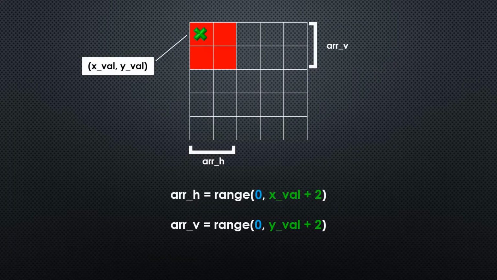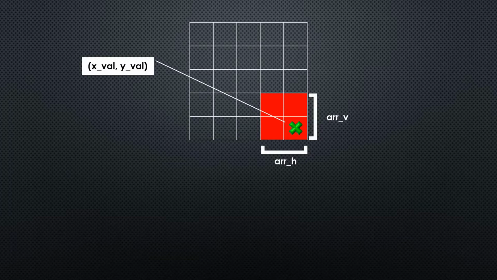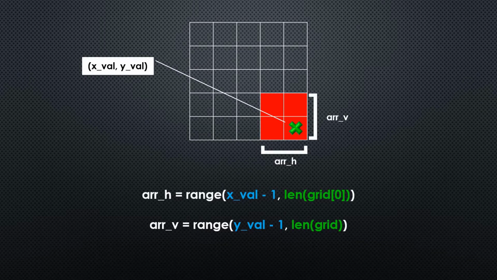Now, before we draw any conclusions, let's look at a third case. How about when the cell we're interested in is in the bottom right-hand corner of the grid? Well, in this case, we'd have array h going from xval minus 1 to whatever the length of the grid is in the x direction. Similarly, we'd have array vertical going from yval minus 1 to whatever the length of the grid is in the vertical direction. As you can see, this allows us to automatically limit the search area to within the boundaries of our grid, whatever its size may be.